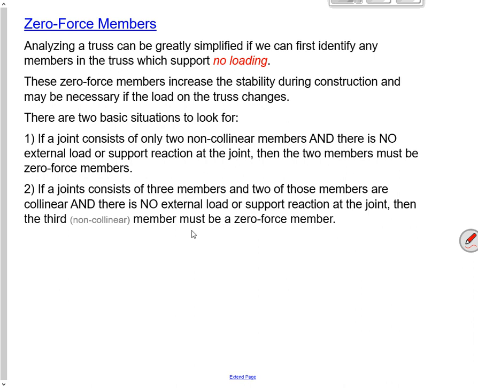Sometimes there are members in a truss which don't support a load, meaning there is no tension or compression in that member. The reason is that the truss is designed to handle all kinds of different loads. And for the specific load you're looking at, there may not need to be any loading within that member. There's two basic situations I look for. If a joint has only two non-collinear members and there's no external load or support reaction.